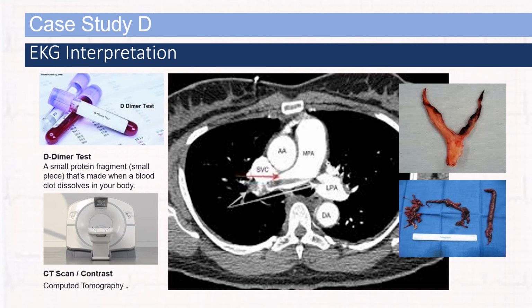So your ability as a provider to take the subjective data, objective data such as vital signs and other values you may obtain, and interpret the 12 lead properly, may create a positive outcome for your patient.